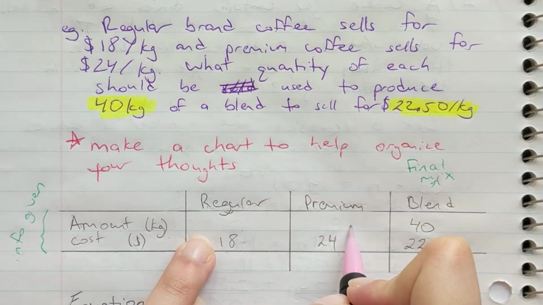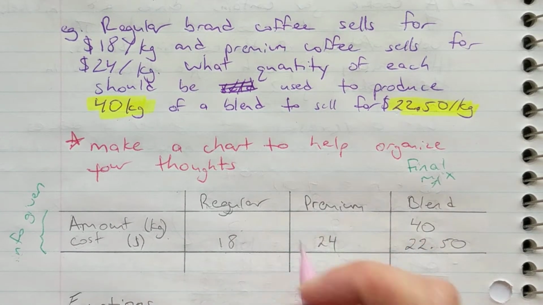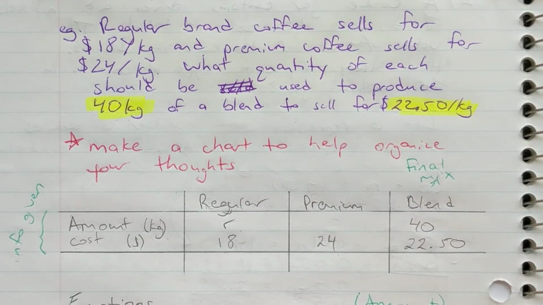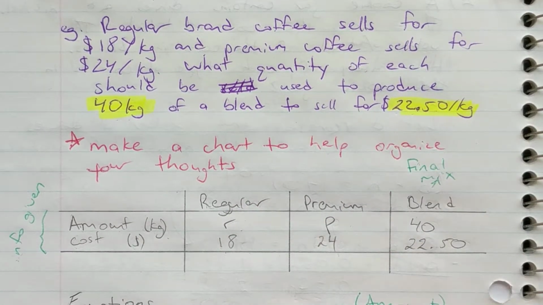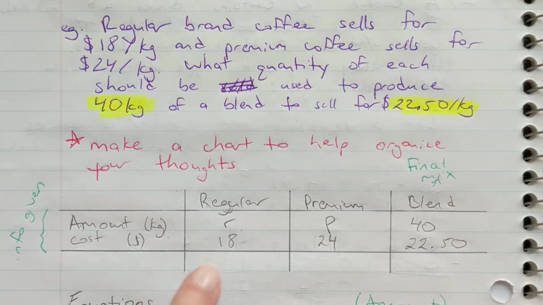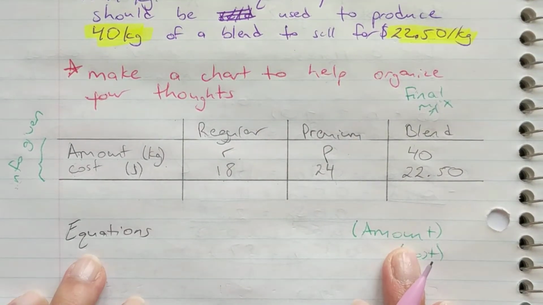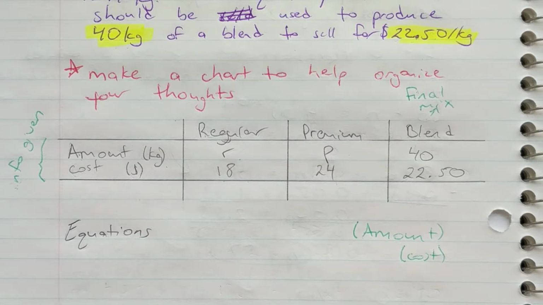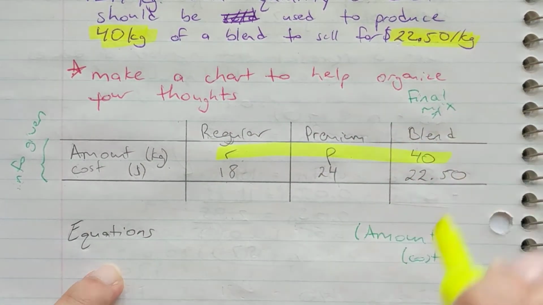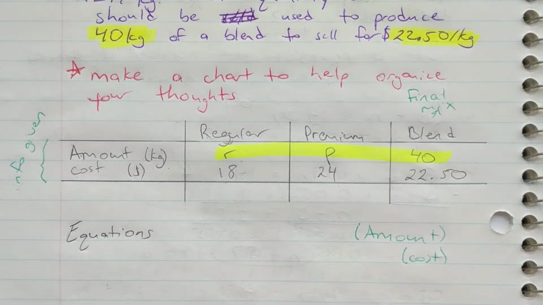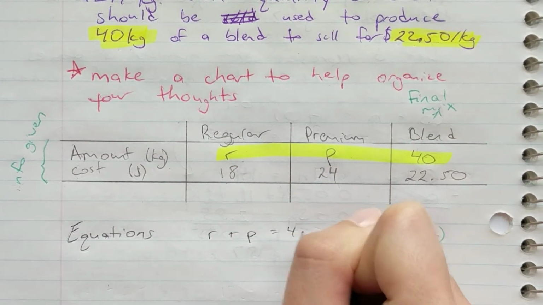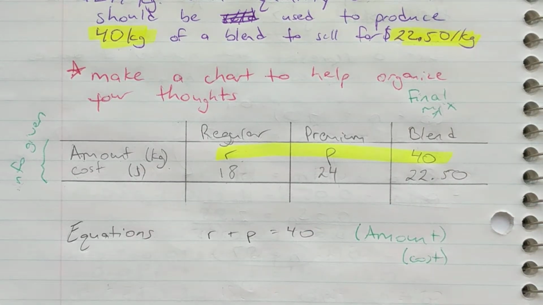We don't know how much of each we're putting in. That's what the big question is. So I'm going to just say R is going to stand for how much regular, and P is going to stand for how much premium. Okay? Our very first equation here is going to be the amount equation, and the amount equation is the one that is going across the top here. I know that R plus P has to equal 40. That's just, we know that the amount of regular coffee plus the amount of premium coffee is equal to the amount in total, which is 40 kilograms.